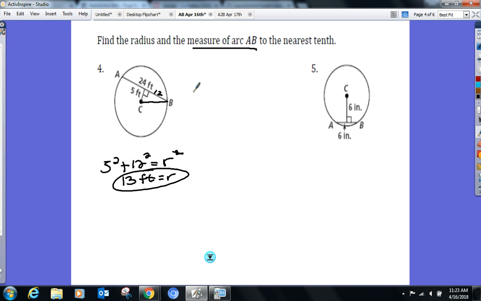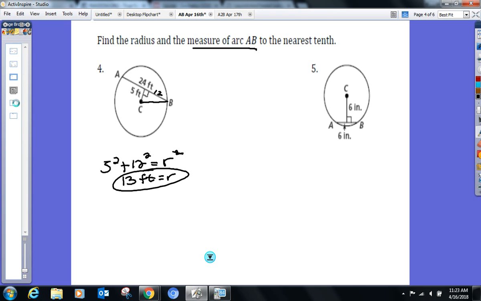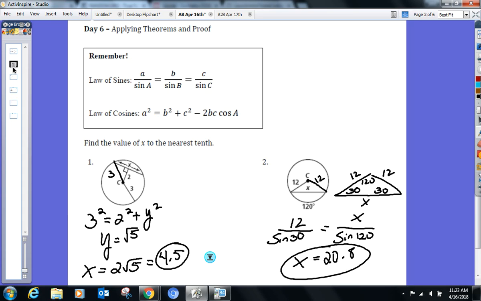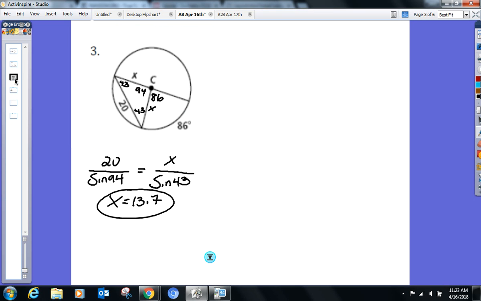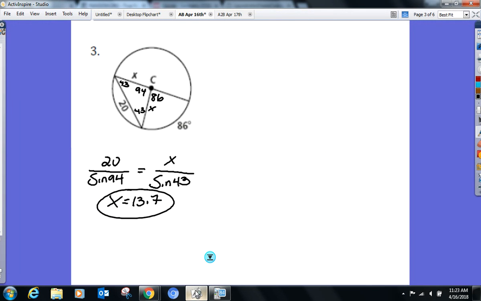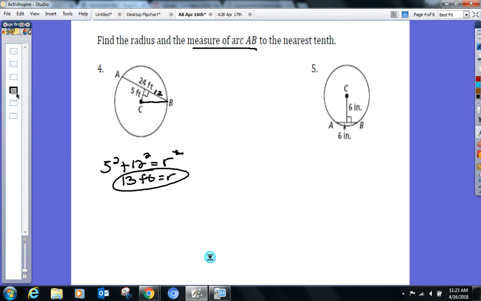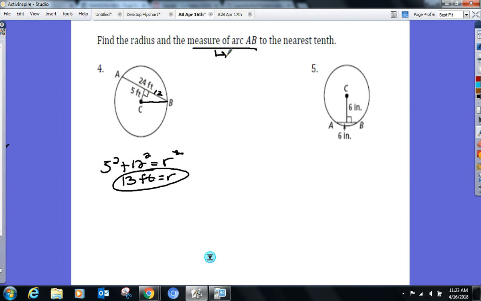Anybody else remember how to find the measure of an arc if I'm not given the arc length? Here's a hint. That was 86, so is the measure. Find the what, Will? Find the central angle. You know the central angle. Sorry, I misspoke there. If you know the central angle, you know the arc measure. Okay, so we're going to find the central angle.